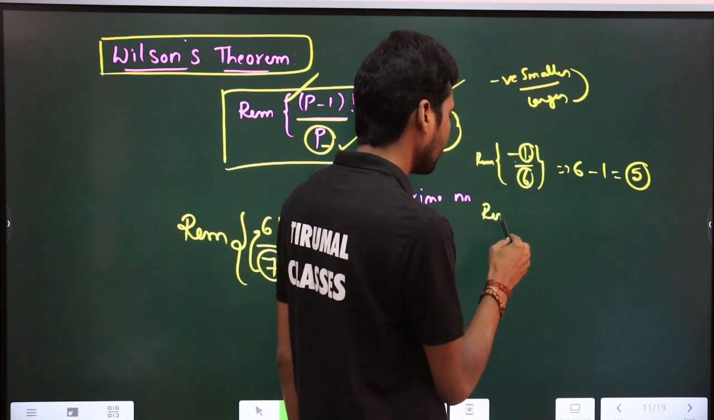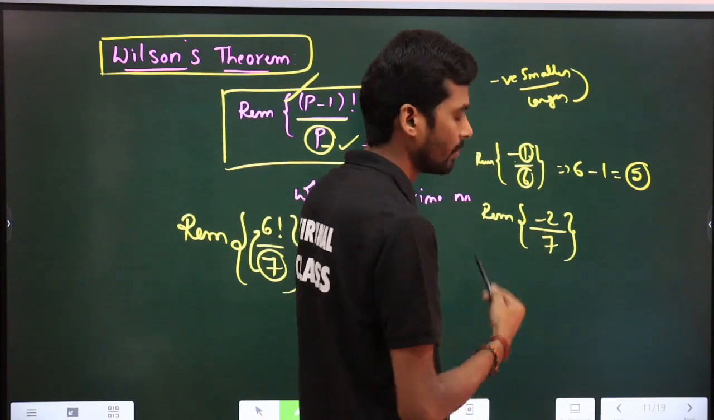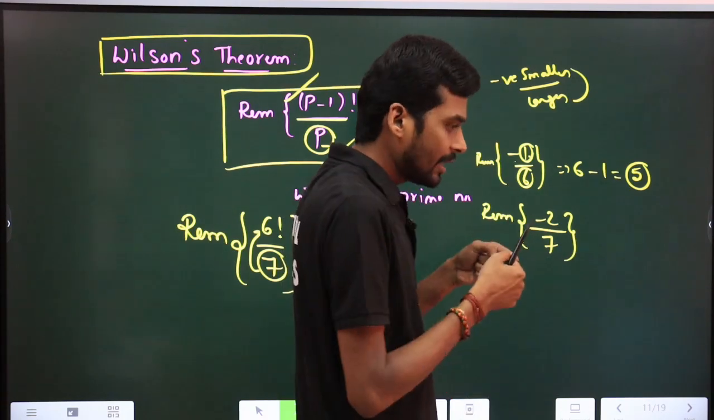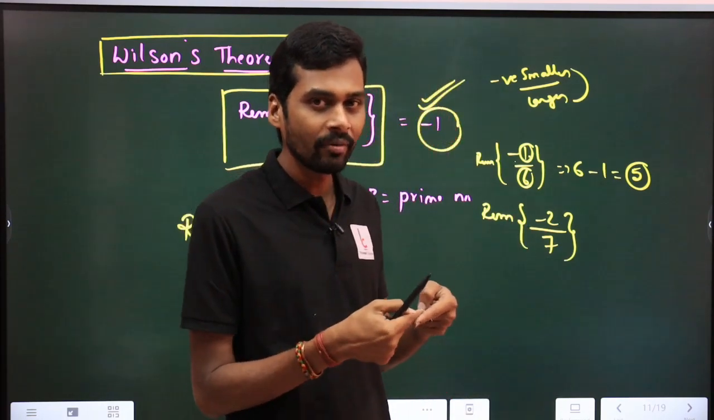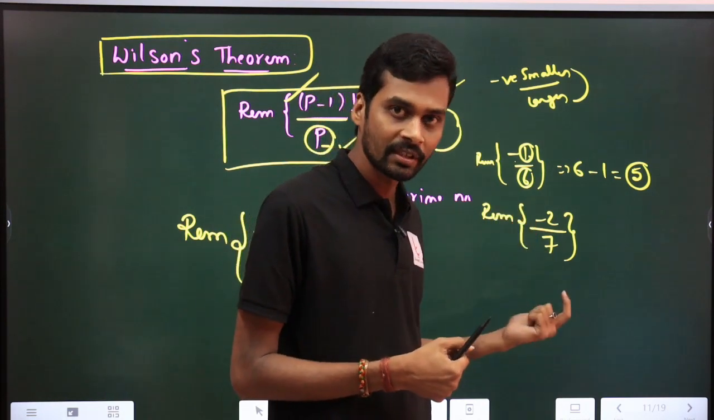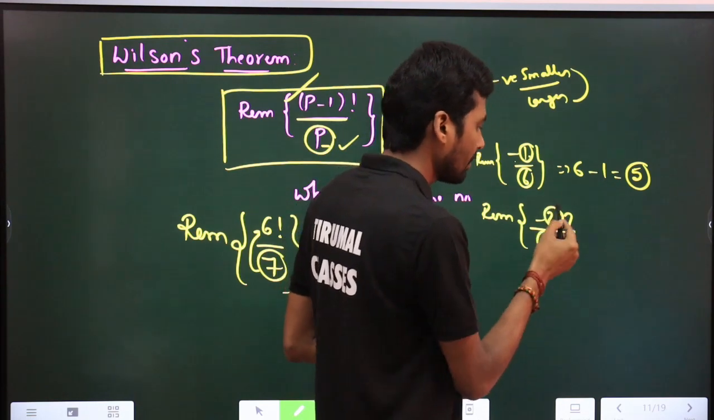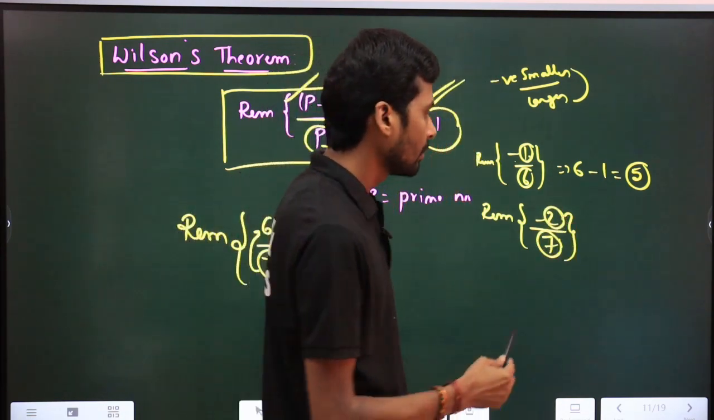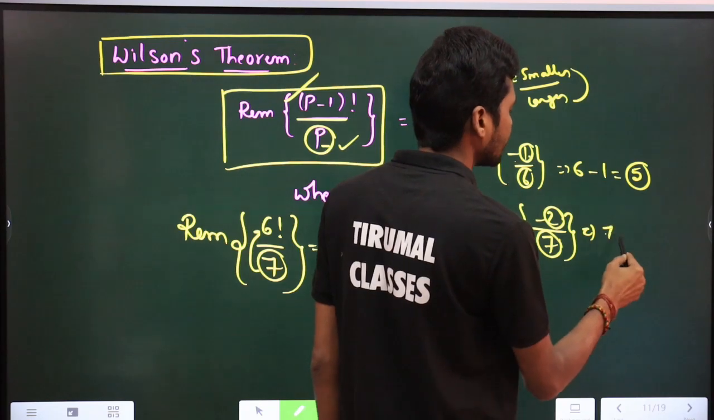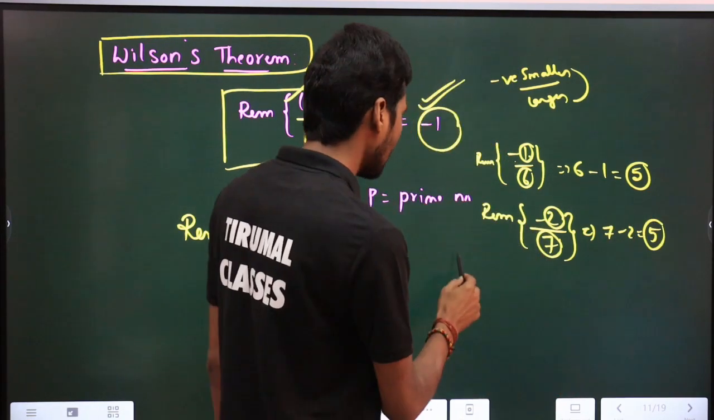Suppose I take another number: what is the remainder of minus 2 by 7? When we are dividing a negative number by a positive number, and we are supposed to find the remainder, even if the numerator is smaller and the denominator is larger, your final answer is simply 7 minus 2. 7 minus 2 is 5.